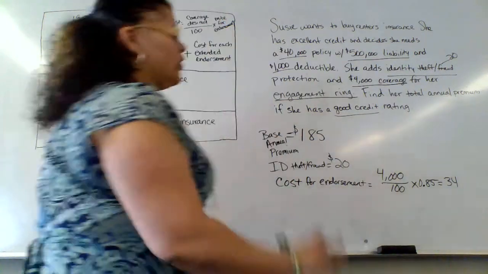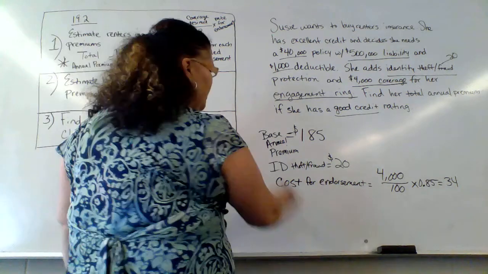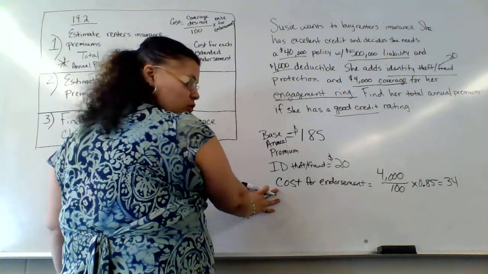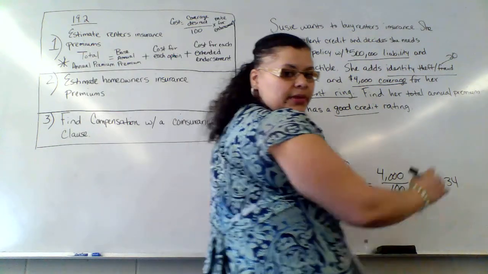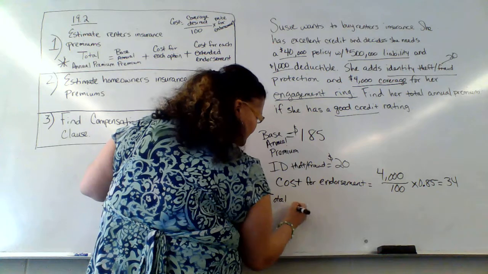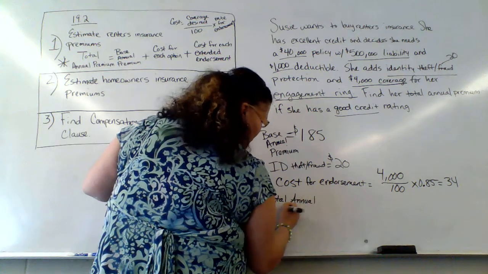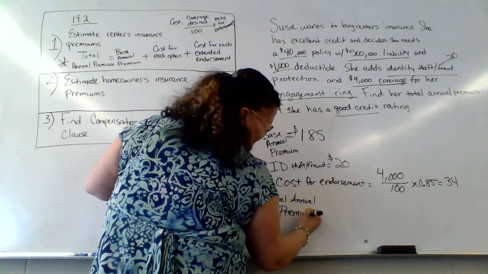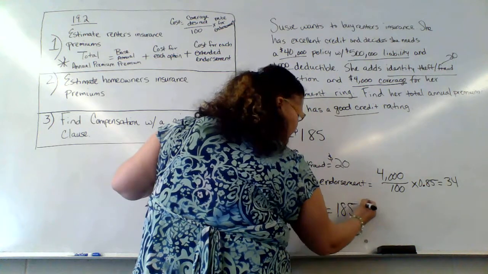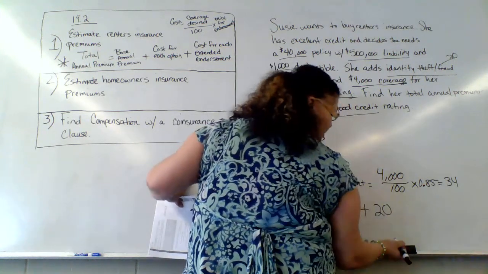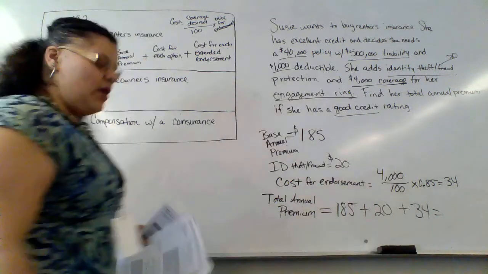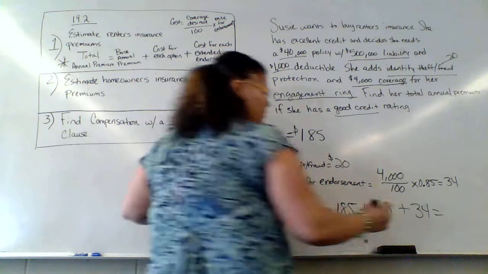So now, in order to find her total annual premium, you have to take the base annual premium and add the option to it and the cost of the endorsement. So, the total annual premium equals, we take our base annual premium, we add to it the option that she picked, and then the endorsement. When you add those all up, you'll end up with a total of $239.